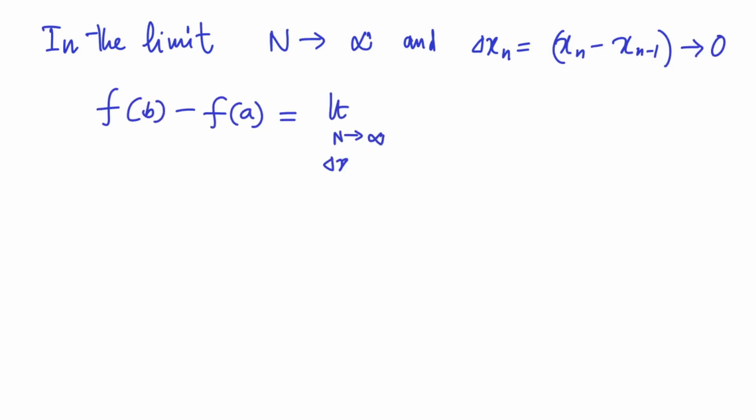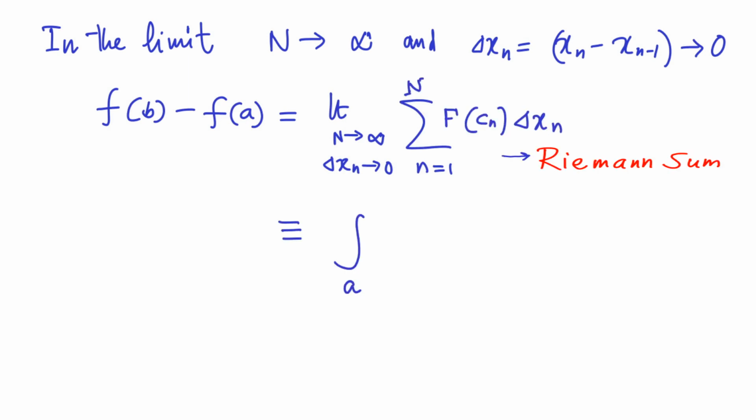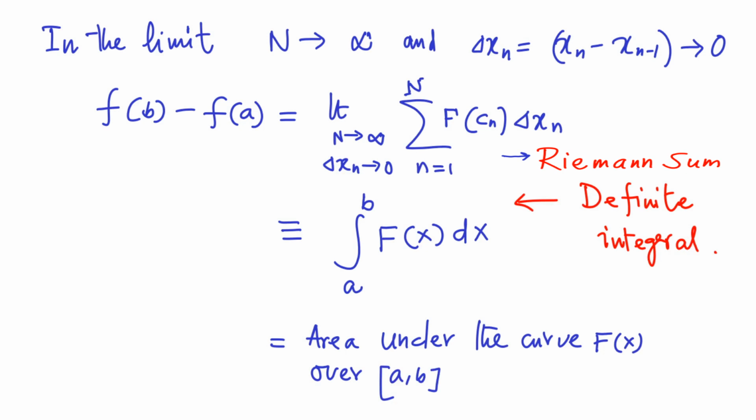So as you see it here, in the limit capital N goes to infinity and the interval delta xn goes to 0, f of b minus f of a can be written as an infinite sum, which is also known as the Riemann sum, as you see it here. And this expression is called the definite integral from a to b of capital F of x dx. And as you have seen, this expression has the interpretation of being the area under the curve capital F of x over the interval a comma b.